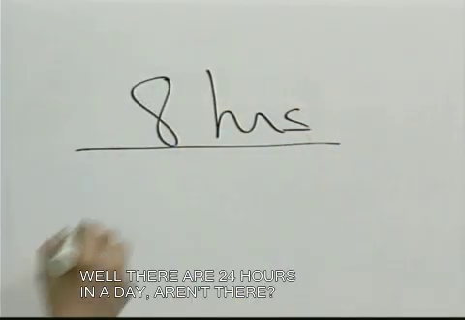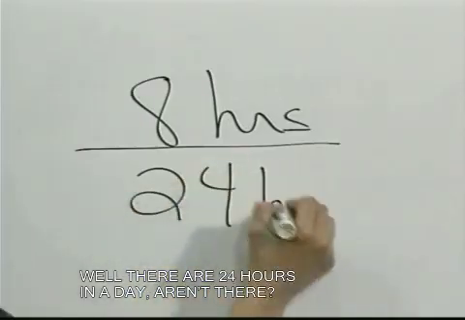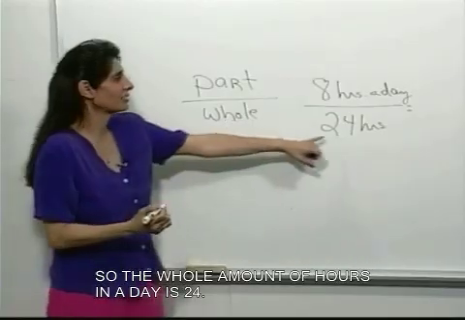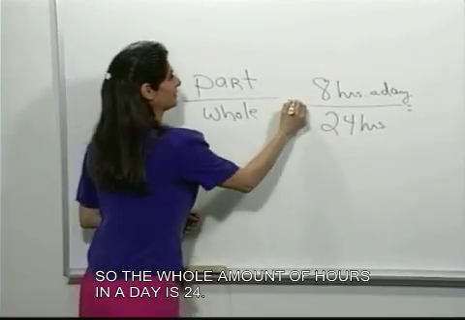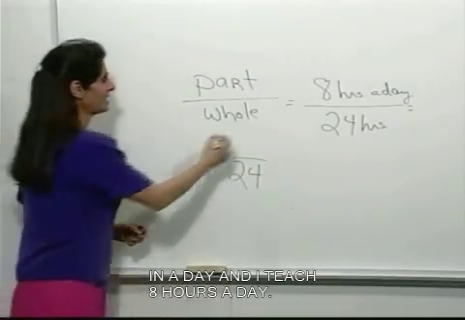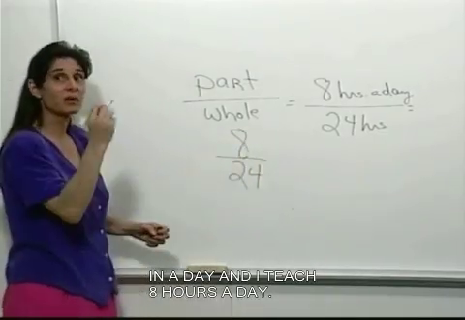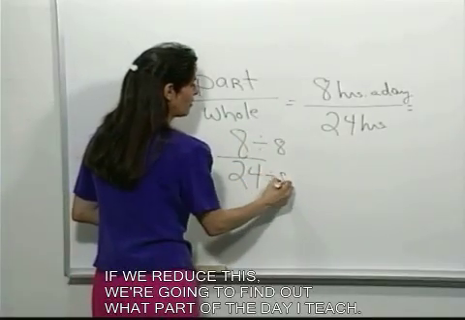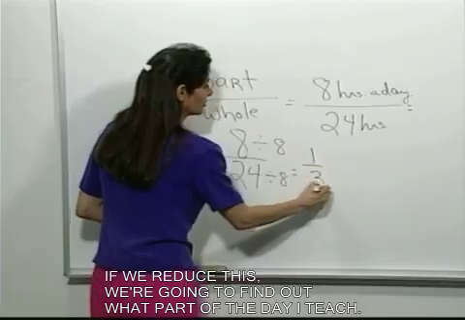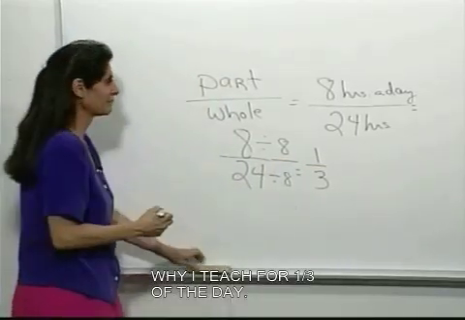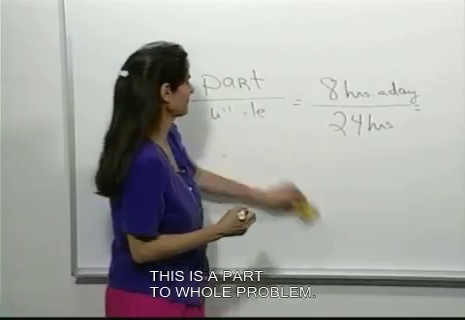Well, there are 24 hours in a day, isn't there? So the whole amount of hours in a day is 24. 24 hours is the whole amount of hours in a day, and I teach 8 hours a day. If we reduce this, we're going to find out what part of the day I teach. Why, I teach for 1/3 of the day.